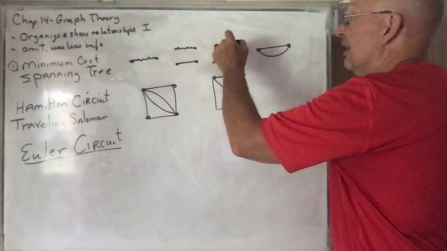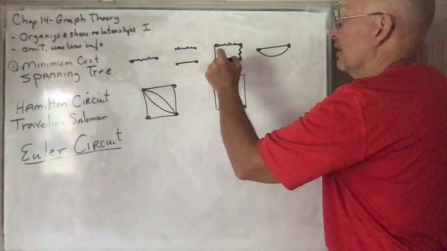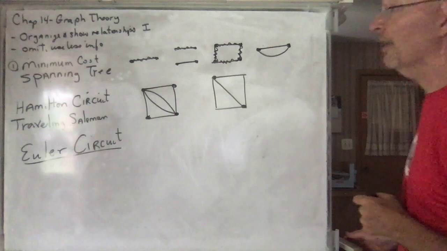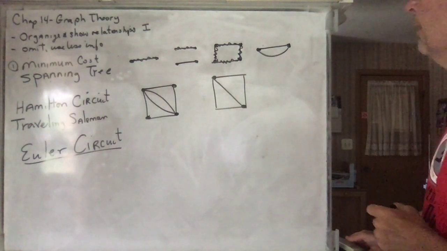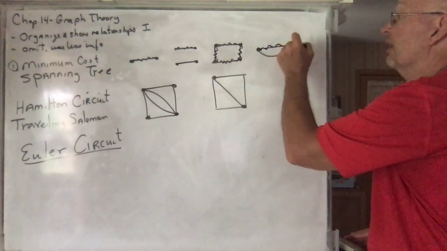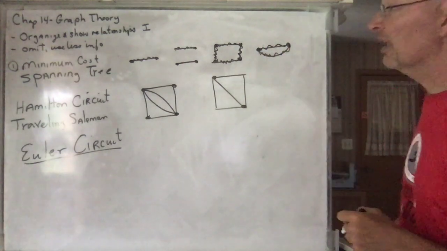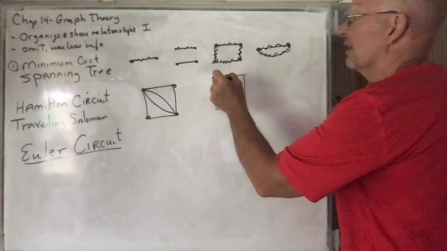How about this one? Can I do this one? Yeah, that's easy enough. Just go like that. Okay, that'll work. How about this one? This one will work. How about this one?